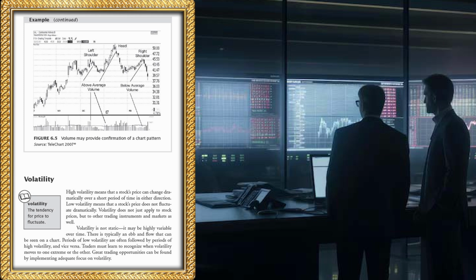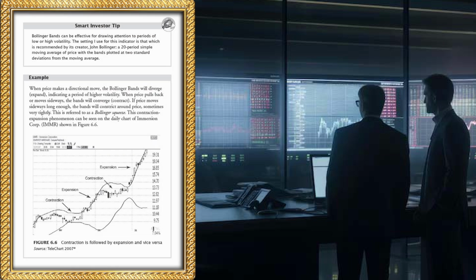Periods of low volatility are often followed by periods of high volatility, and vice versa. Traders must learn to recognize when volatility moves to one extreme or the other. Great trading opportunities can be found by implementing adequate focus on volatility.